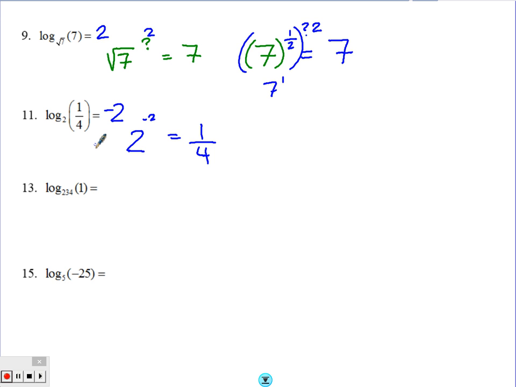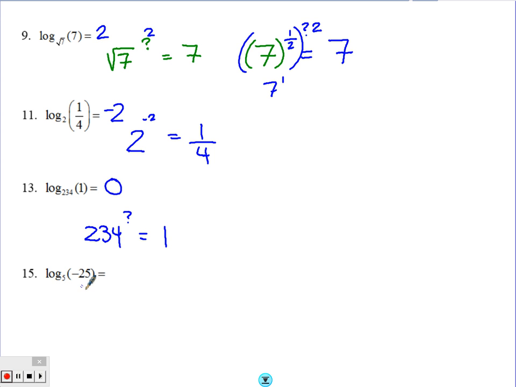So here we have 234 to what power gives me 1? Anything to this power gives me 1. Aha, to the 0 power. Okay, so anything to the 0 power, you'd always get a 1 there.